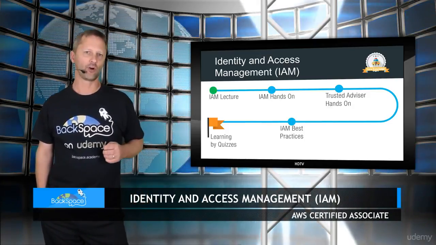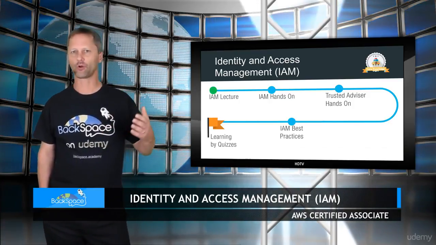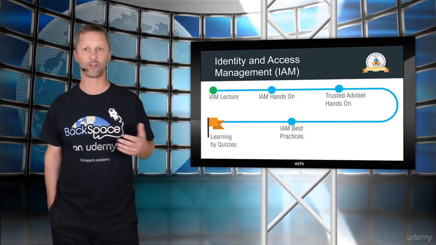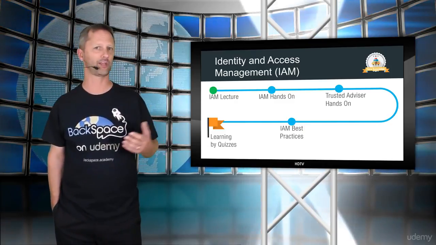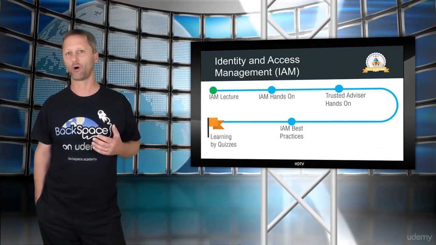In this section on identity and access management, I'm going to talk about security. And this is a subject that comes up a lot whenever you talk about the cloud, whenever you talk about AWS, the question of security always comes up. I'll talk about a shared responsibility model.